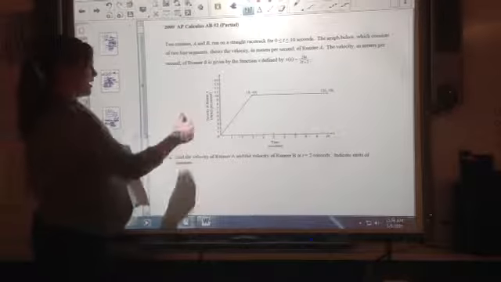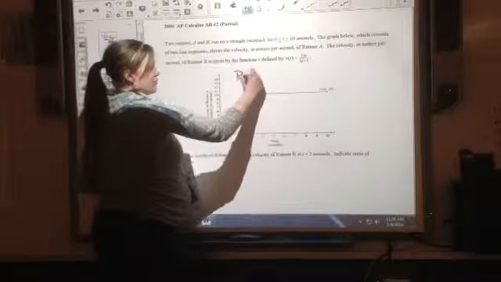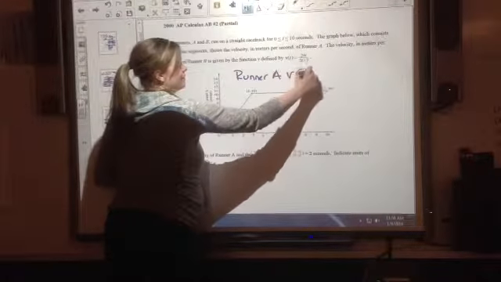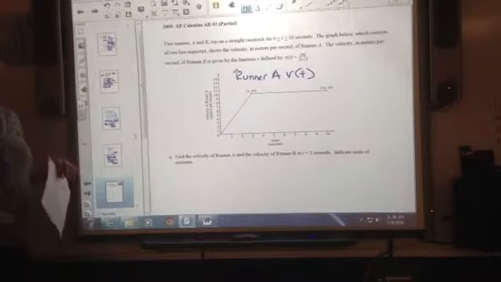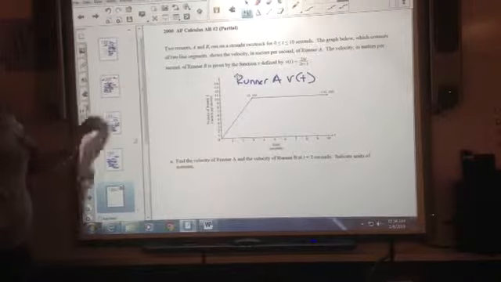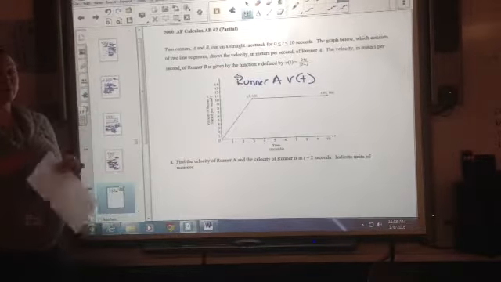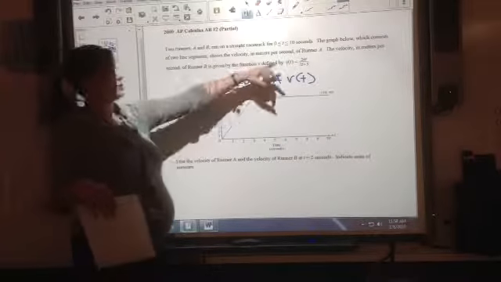On this one, it's pretty unclear, or at least it's pretty little. So I'm going to say runner A and velocity, just so I really know that this is what I'm talking about. The velocity in meters per second of runner B is given by this function. So there are 2 different functions. You've got runner A and runner B. Runner A has a graph, runner B just has a function given.